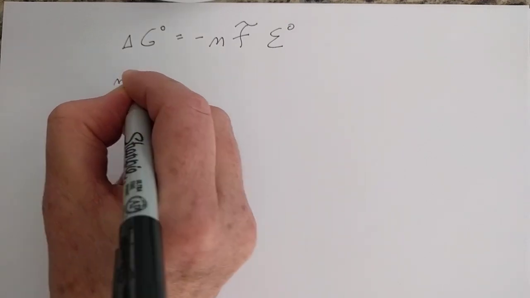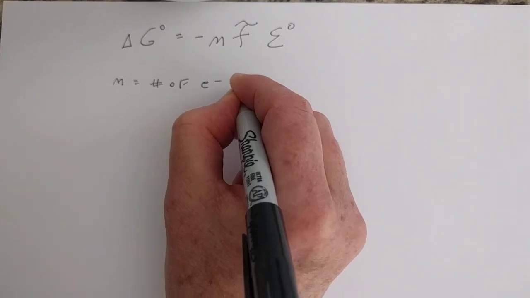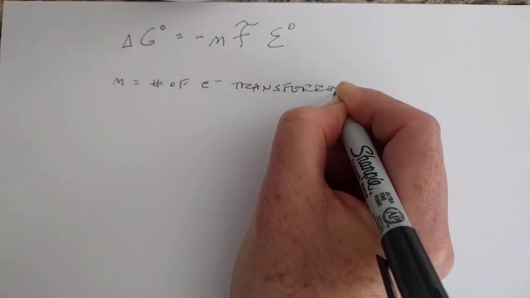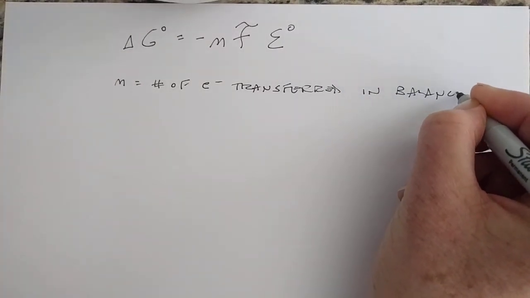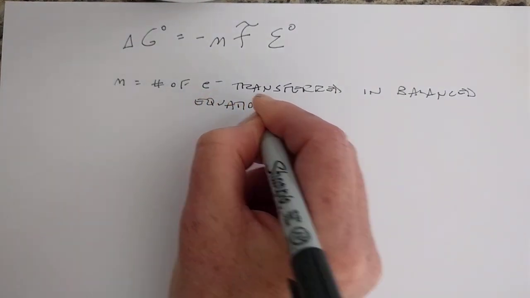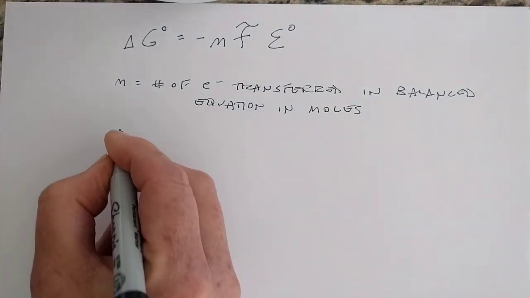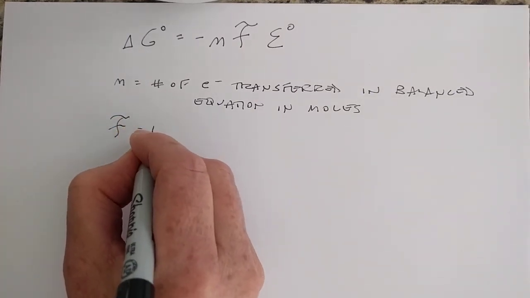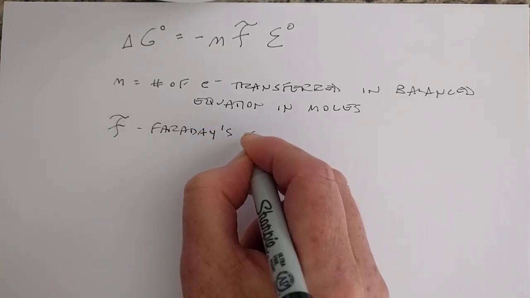All right, so let's break this down. N is the number of electrons transferred in the balanced equation, in moles. Okay, this fancy F, this is Faraday's constant.